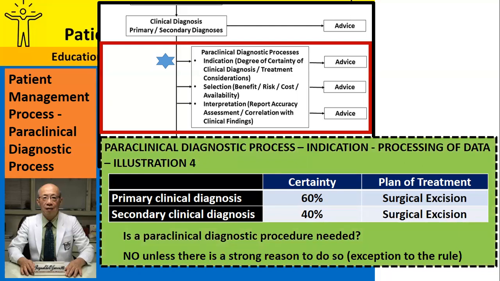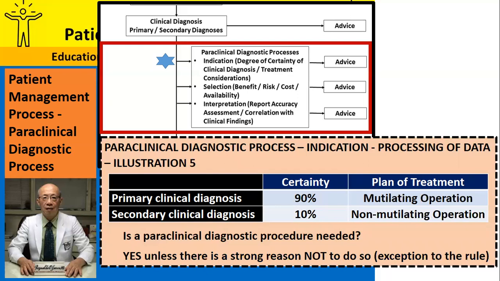60% for the primary, 40% for the secondary. This time, the treatment plan will be the same. So there is no need for a paraclinical diagnostic procedure anymore. 90% for the primary, but the treatment will be a mutilating operation. So even though the degree of certainty is high, because of the mutilating operation, there is a need to go for a paraclinical diagnostic procedure as a rule, unless there's a strong reason not to do so anymore.